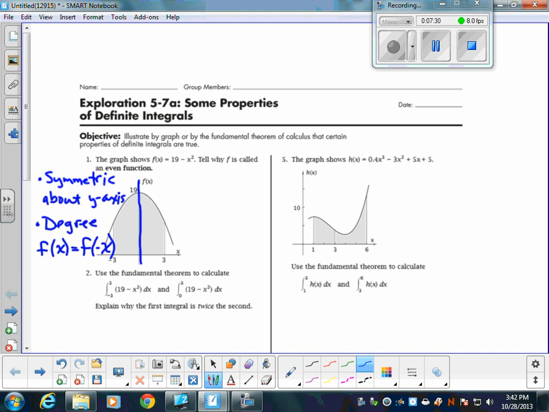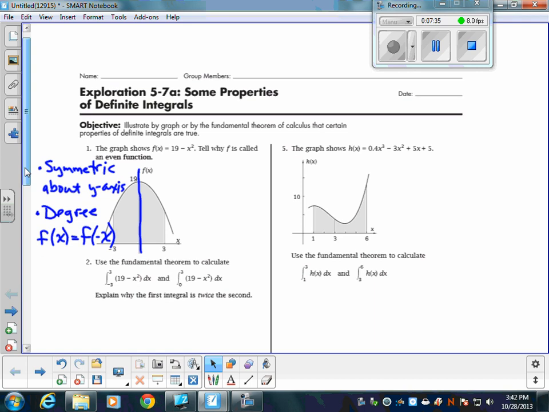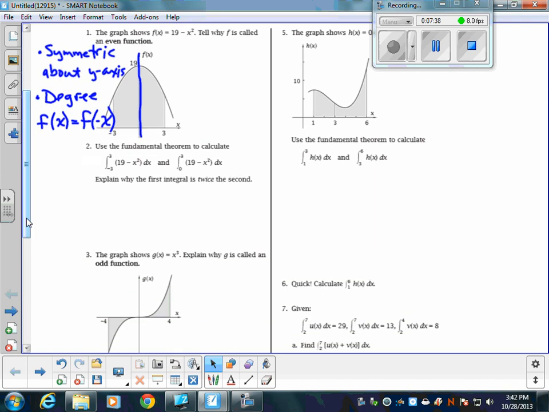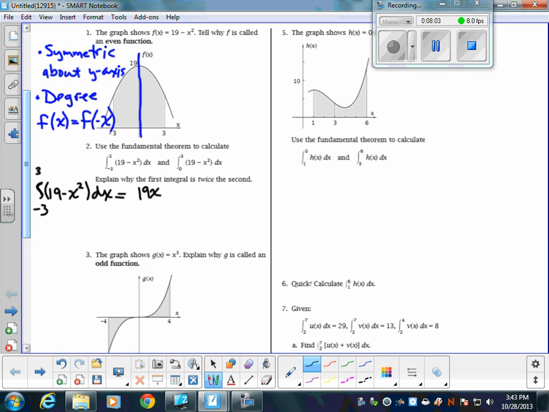So in number 2, it says, okay, let's evaluate these two things. So the first one I'm evaluating is the definite integral from negative 3 to positive 3 of 19 minus x squared dx. So let's evaluate that. First thing I need to do is find the antiderivative. The antiderivative of 19 is 19x, and the antiderivative of x squared is x cubed over 3.